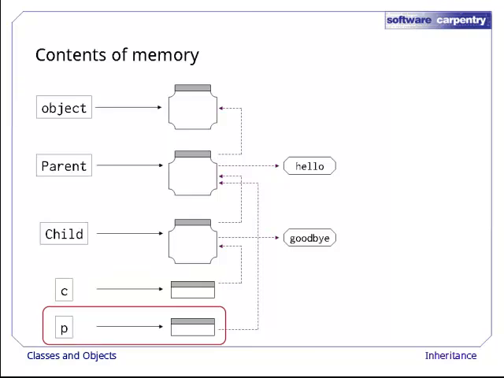Similarly, when Python creates the object p and then calls p.hello, it follows p's link to parent and finds the method. When we try to call p.goodbye, though, the interpreter looks in parent, fails to find anything called goodbye, then follows the link up to object, fails again, and raises an exception. There is no reference from parent to child, only one from child to parent, so there's no way to get to goodbye from the object p.